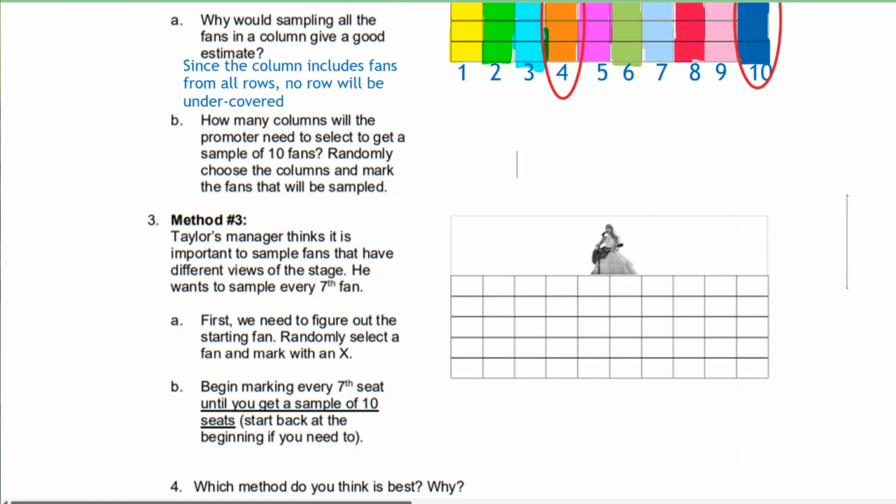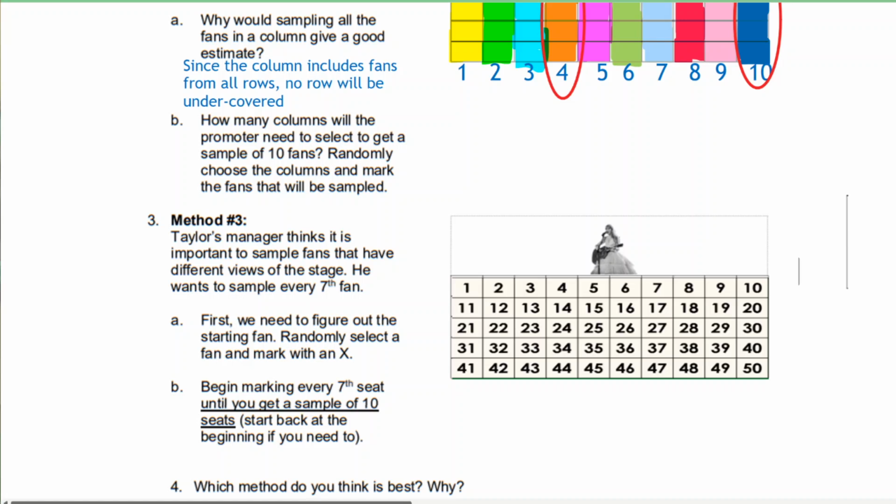Method 3, Taylor's manager thinks it's important to sample fans that have a different view of the stage, so he wants to sample every 7th fan. So first we need to figure out the starting fan. So we're going to randomly select a fan. Now it doesn't have to be in the 1st row, it could be anywhere. So let's number the fans.